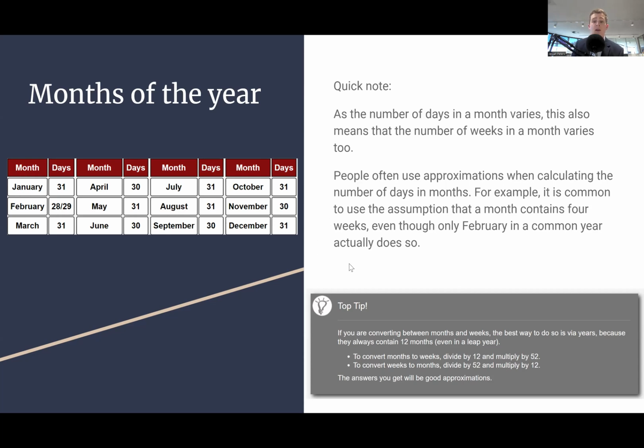And a top tip, if you're converting between months and weeks, the best way to do so is via years, because they always contain 12 months, even in a leap year. Hint back to February. To convert months to weeks, divide by 12 and multiply by 52. To convert weeks to months, divide by 52 and multiply by 12. The answer you get will be a good approximation.